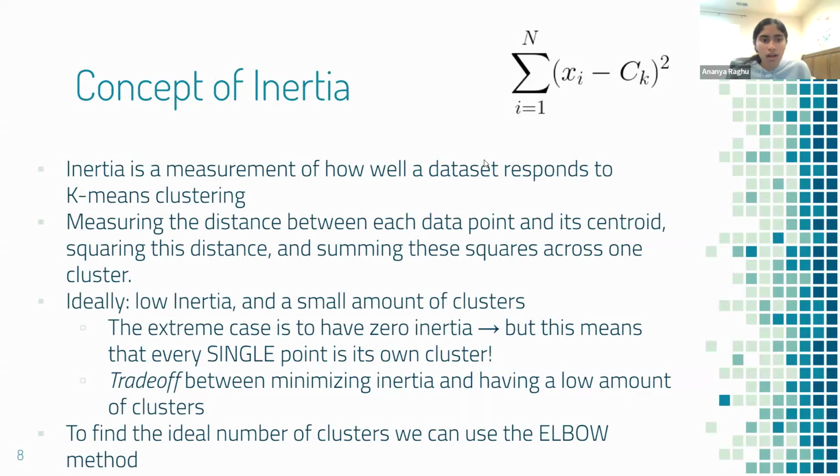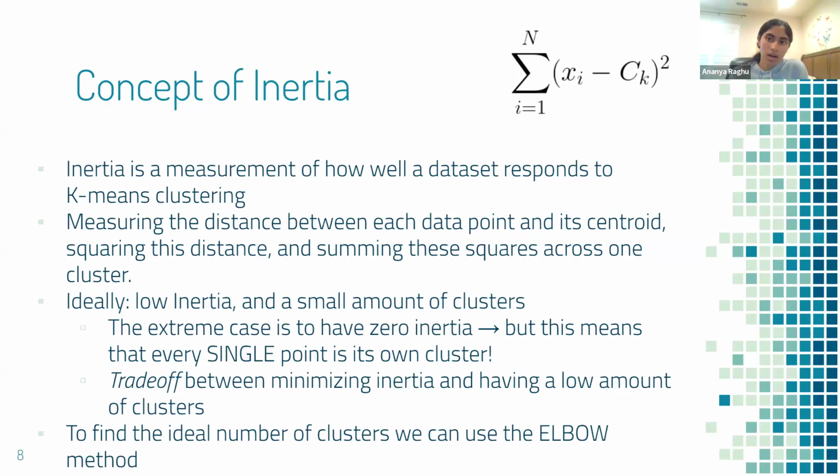Okay, so how can we measure how well a dataset or a model responds to k-means clustering? What we can do is measure the distance between each data point and its assigned centroid, and then square this distance and sum up the squares across each cluster. That is what is represented by the formula on the top of the screen. If we have n points, we're summing the distance between each coordinate and c_k, which represents the centroid, and squaring it. So this is how we measure how well a dataset is responding.